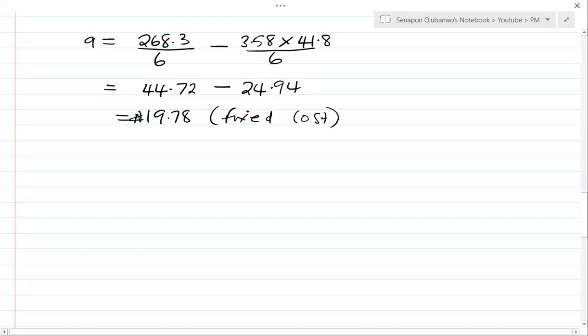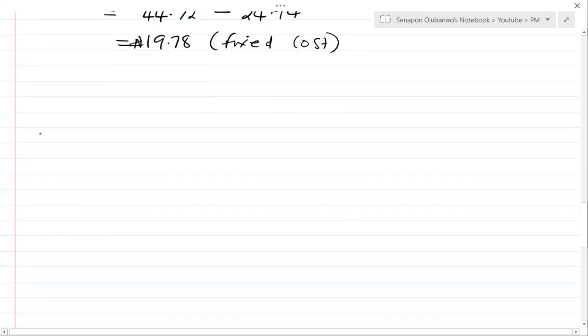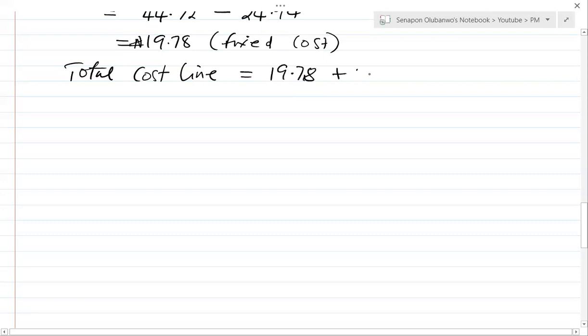So our total cost line, or the line of best fit as it were, will be equal to 19.78 plus 3.58x. That's our total cost line.